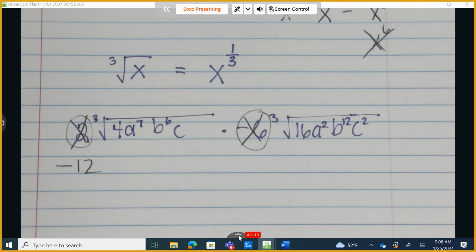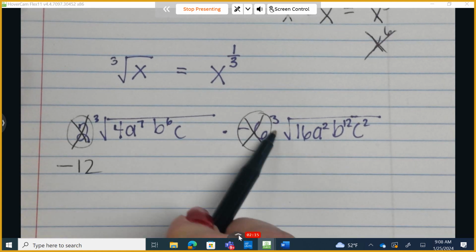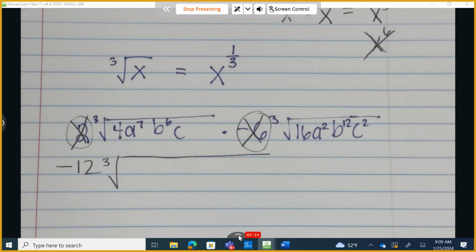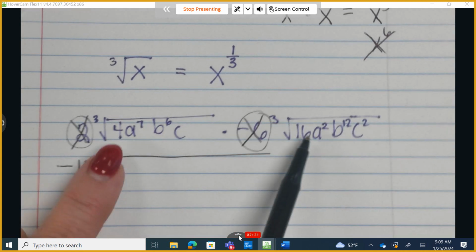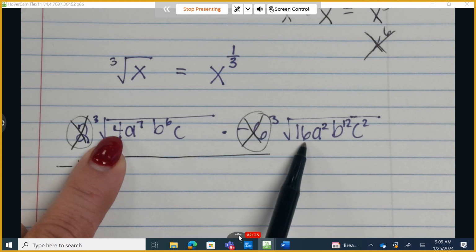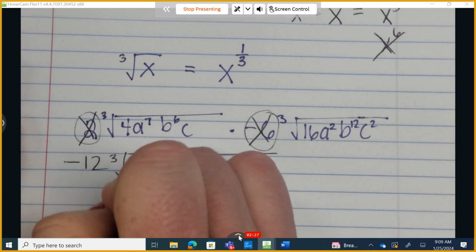So let's come back down here. We are multiplying. We have the same nth root. So we're going to make this one radical. Now, the values inside, these values inside of 4 and 16, I'm going to multiply those. So 4 groups of 16 is 64.